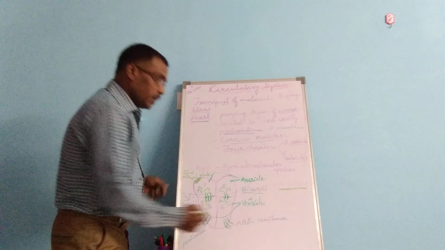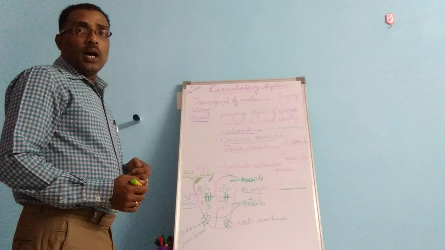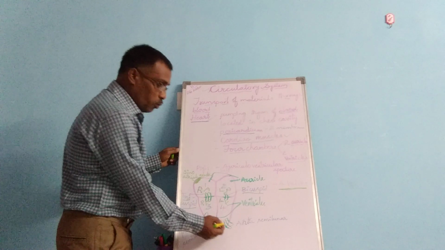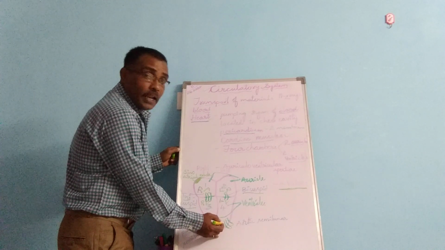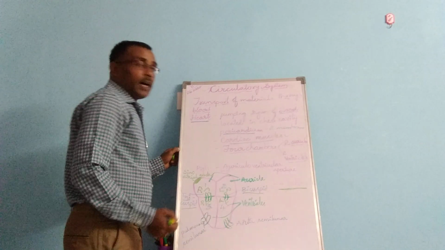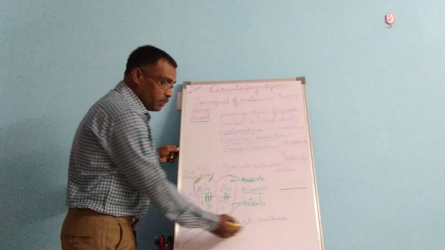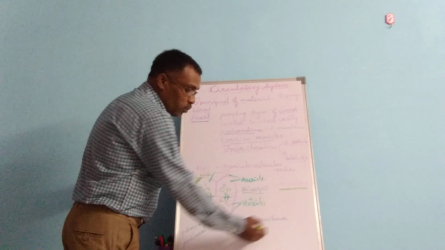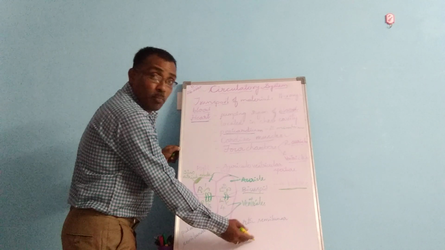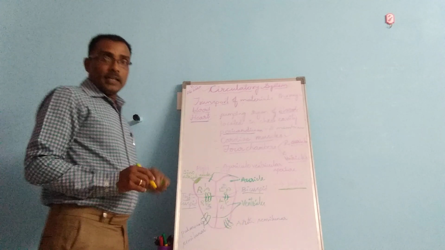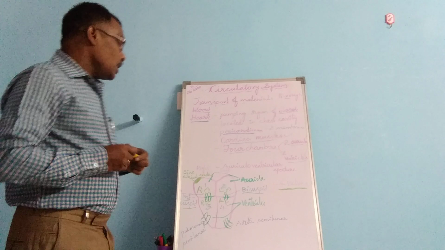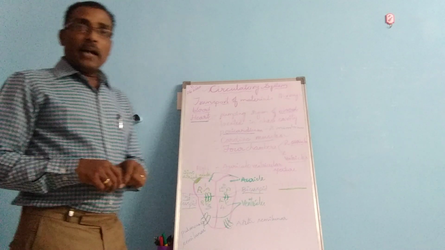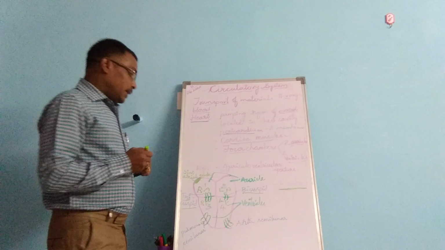Next, the fourth one is the aortic semilunar valve. The aortic semilunar valve is present in between the left ventricle and the body parts. It prevents the backflow of blood from the body parts to the left ventricle. These are the 4 types of valves present in the heart to prevent the backflow of blood.